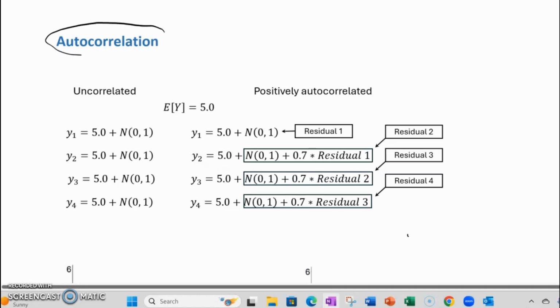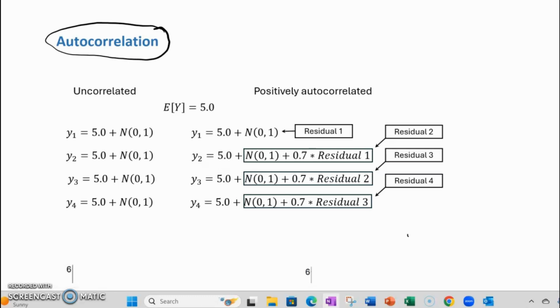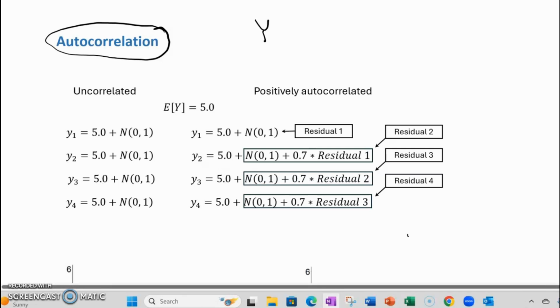Now I want to talk about autocorrelation. With correlation, there were two random variables, for example, height and weight, or age and height. Now there's only going to be a single random variable, uppercase Y, and I'm going to generate a sequence of observed Y values.